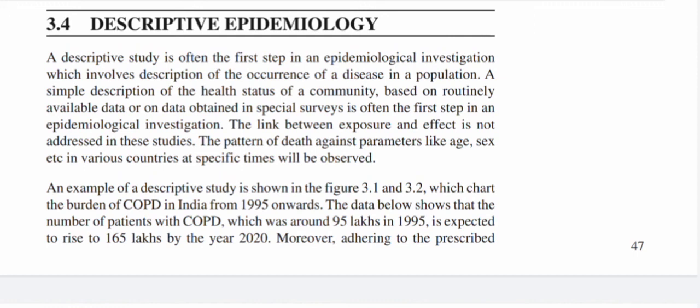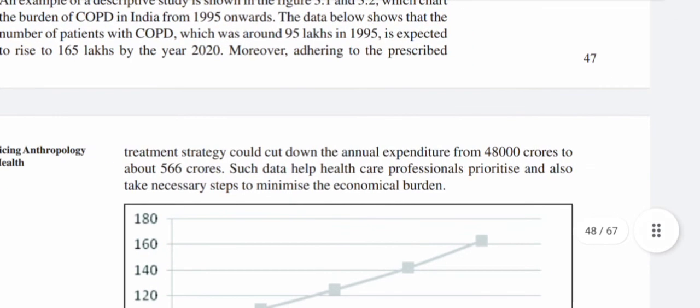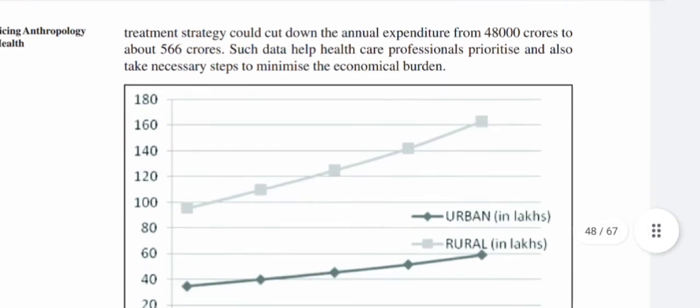An example of a descriptive study is shown in figures 3.1 and 3.2, which chart the burden of COPD in India from 1995 onwards. The data below shows that the number of patients with COPD, which was around 95 lakhs in 1995, is expected to rise to 165 lakhs by the year 2020. Moreover, adhering to the prescribed treatment strategy could cut down the annual expenditure from 48,000 crores to about 566 crores. Such data help healthcare professionals prioritize and also take necessary steps to minimize the economic burden.